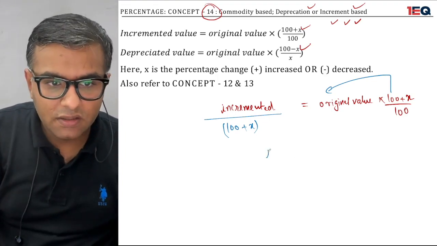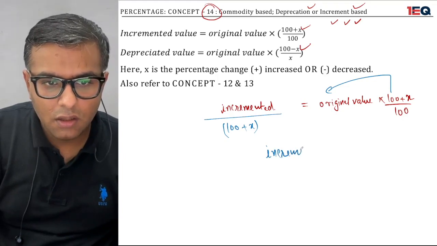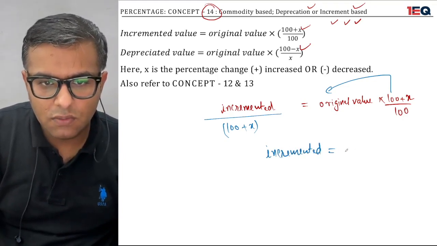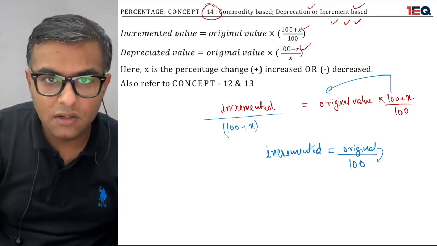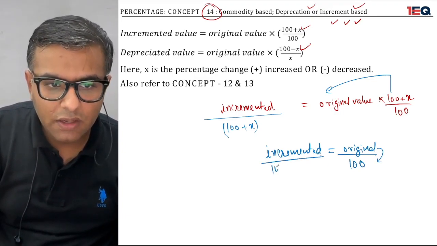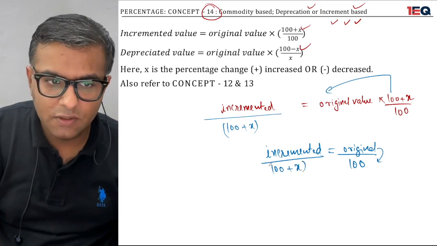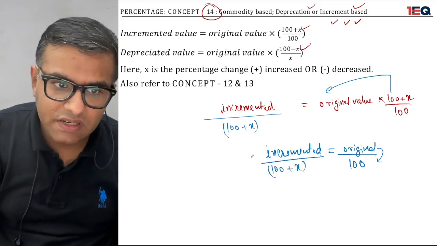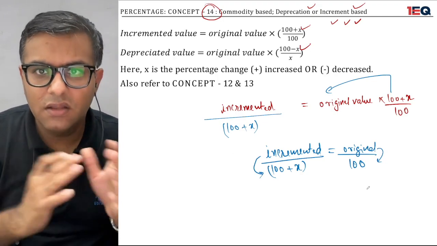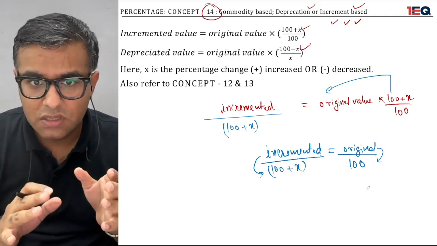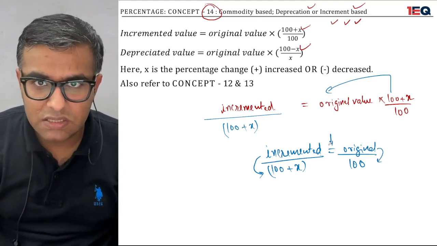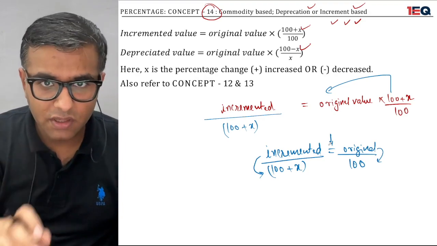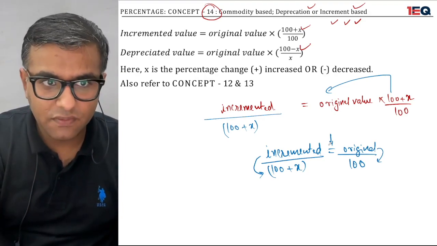Also, if I write it in this manner, incremented value is equal to original value, then I can say that the original value is equal to the 100% which is written in the denominator, and the incremented value is equal to 100 plus x% which is written in the denominator of itself. So this shows that the equation is balanced both ways. When I say the word equation, it means that there is a balance between both the sides. I hope you understand what I am talking about. This will be clearer when I solve a question for you.